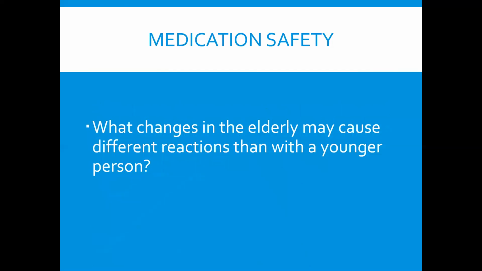What changes in the elderly may cause different reactions than with a younger person? We talked about how the organs in the elderly are no longer working at their maximum capacity. So that may affect the metabolism and excretion involving their liver and their kidneys, right? So make sure that we're checking labs and always taking that into consideration.